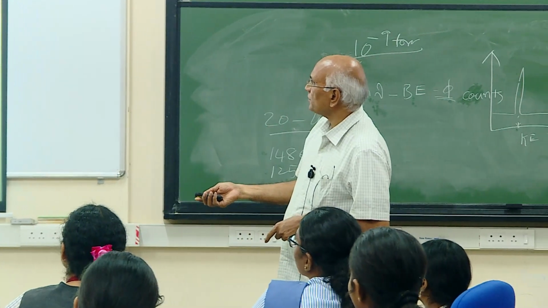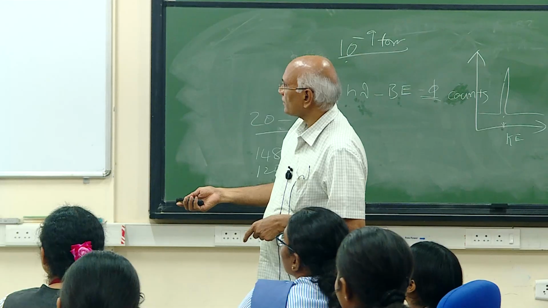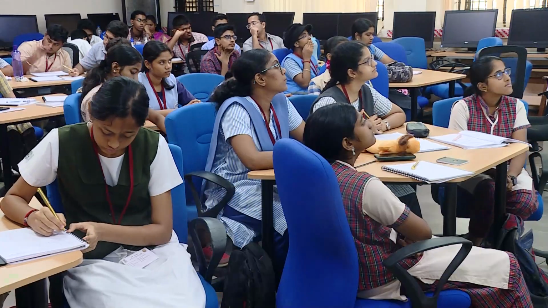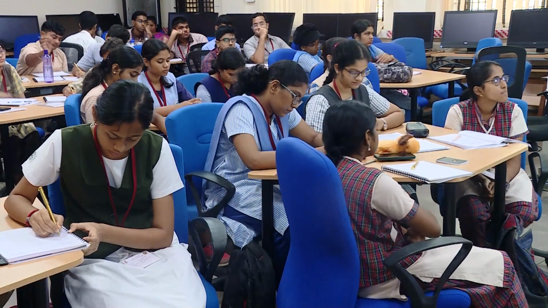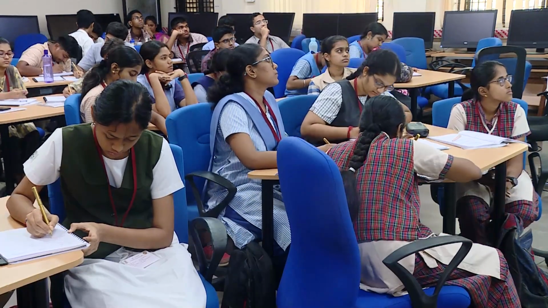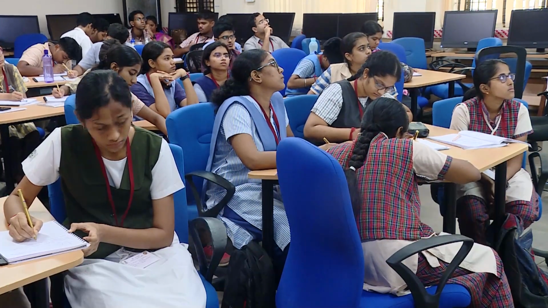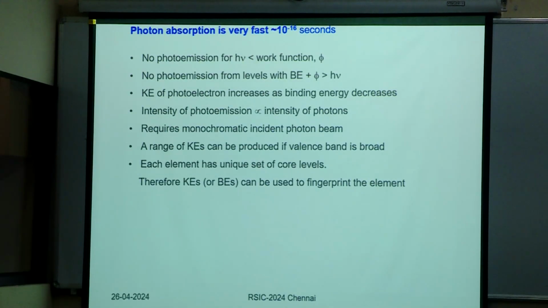All right. So I think I will skip this. Yeah. Now let's look at this particular slide. Photoabsorption is very fast, 10 to the power minus 16 seconds. Now let us look at these points here. No photoemission for h nu less than work function. Is that a correct statement? Or otherwise it becomes negative. Do you agree with that statement? Yes, sir. Right? That is simply the photoelectric explanation of that. Now the second one, no photoemission from levels with binding energy plus phi greater than h nu.